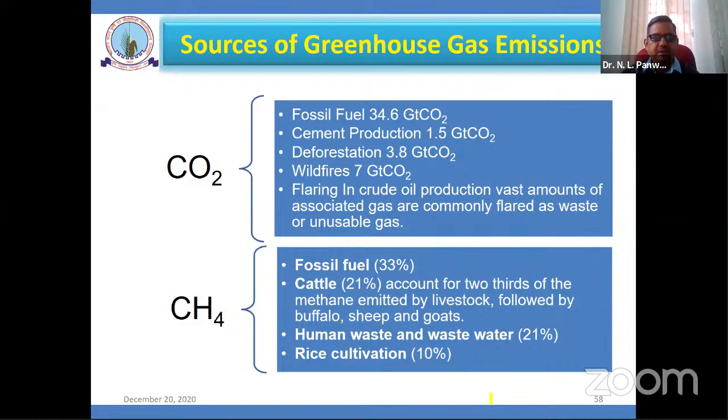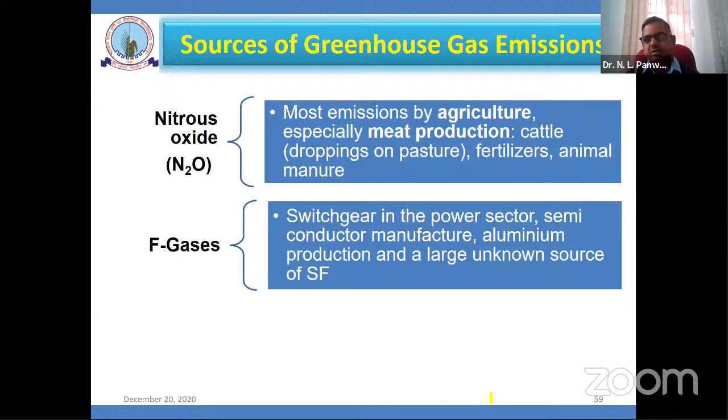Nitrous oxide comes from agriculture, the meat production industry, slaughterhouses, cattle dropping on pastures, some fertilizers, and animal manure. And F gases are effluent-type gases from the power sector, semiconductor manufacturing industries, aluminum production, and a large unknown source of SF gas.